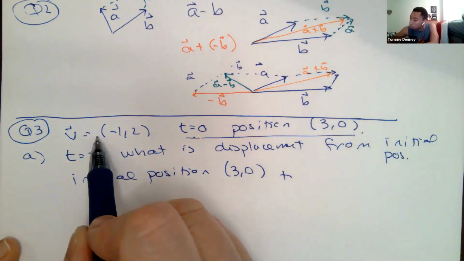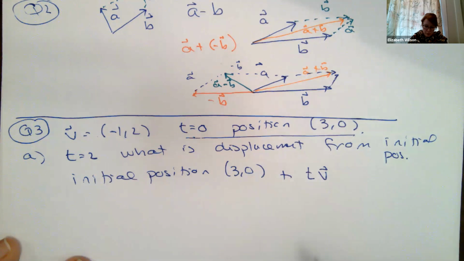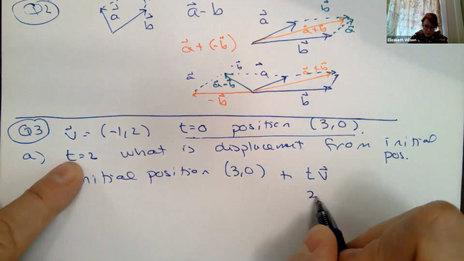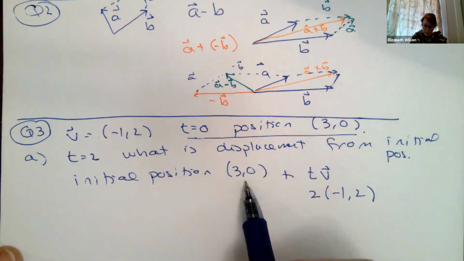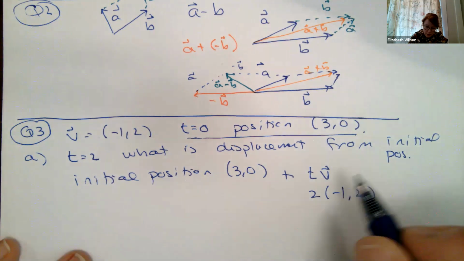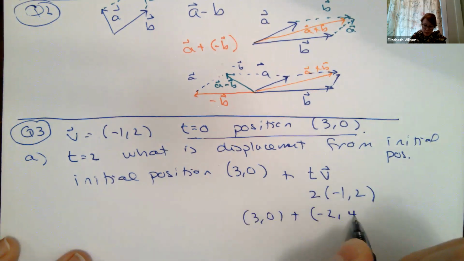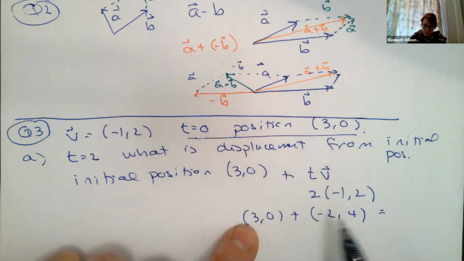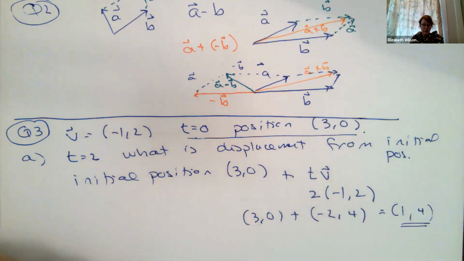t times v, right? So this is going to be t equals 2 times in this direction here, right? So 3, 0 plus 2 times -1, 2. This is going to be 3, 0 plus -2, 4, which is equal to 3 minus 2, that's 1, 0 plus 4.